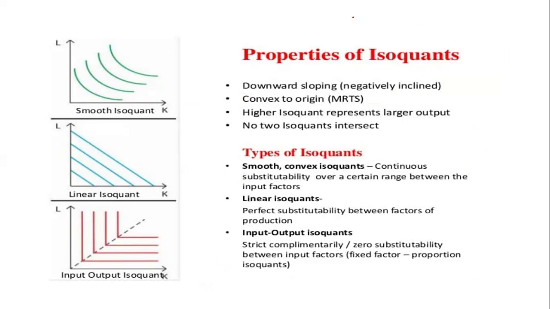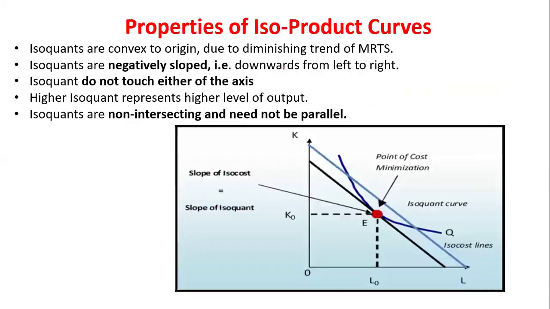Properties of the isoquant curve, let's discuss in the next slide. The first property is that the isoquant curve is convex to the origin. That means the isoquant curve is like this, due to the diminishing trend of MRTS, the marginal rate of technical substitution. So here it is convex.